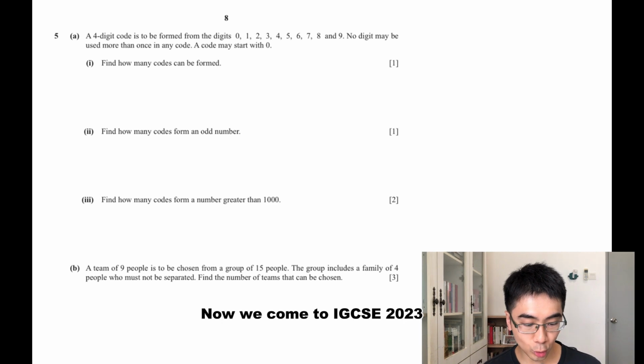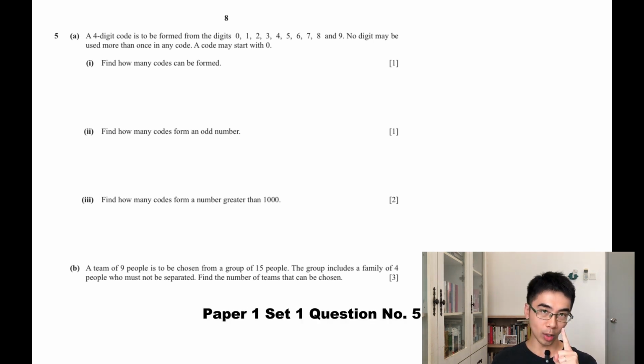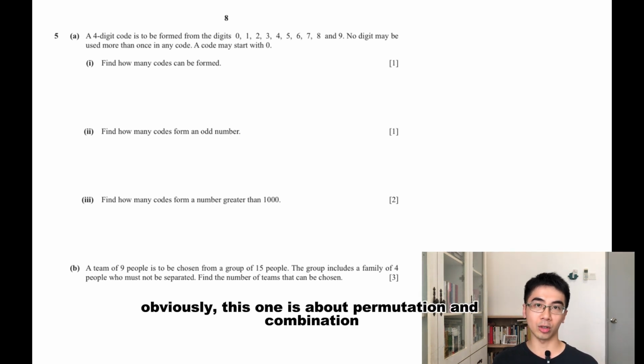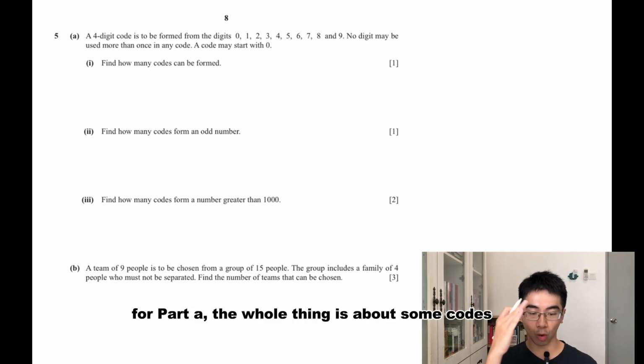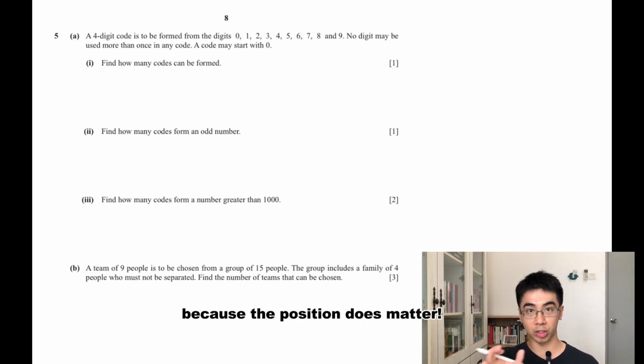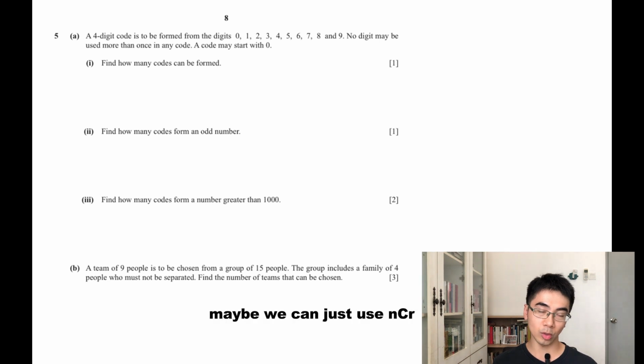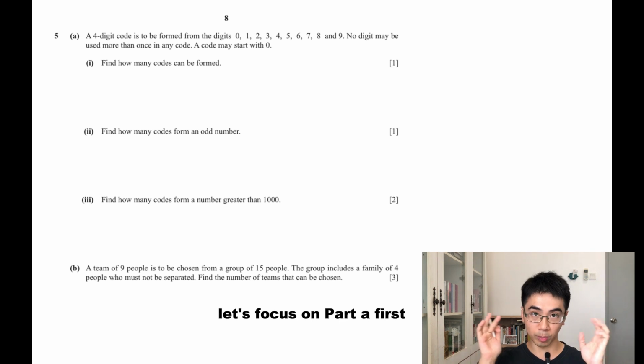Okay, now we come to IGCSE 2023, October and November, Additional Mathematics, Paper 1, Set 1, question number 5. Obviously this one is talking about permutation and combination. For part A, the whole thing is about some code, so it must be permutation because the position does matter. Part B is about picking someone into a group, so it's just combination, maybe we can just use nCr to finish that. But let's focus on part A first.